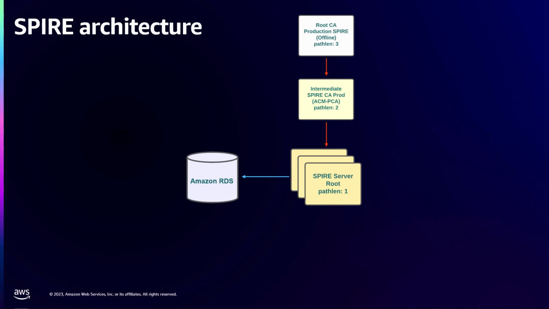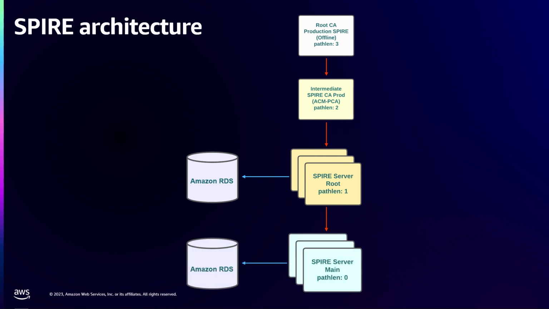So it has a path length of 1, meaning it can still issue one more CA downstream. And it has an RDS layer for its own internal state management as well. At the very bottom, we introduce a main SPIRE server. This main SPIRE server is also a CA that it fetches from the root SPIRE server. But it has a path length of 0, meaning that it can only issue end entity certificates and no more CAs. So now let's take a look at how this integrates with the service and what the benefits of this architecture are.